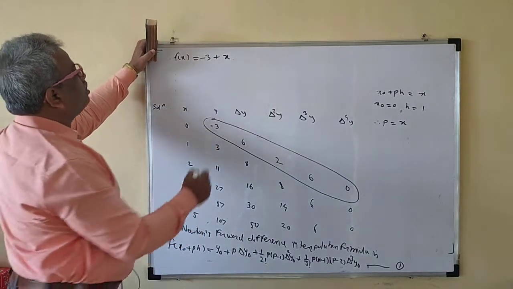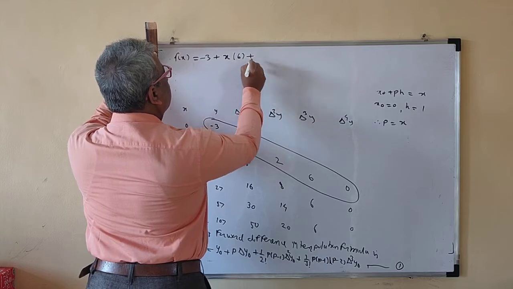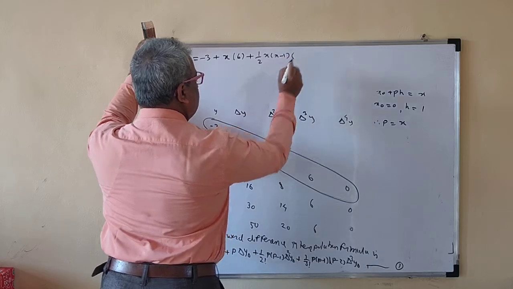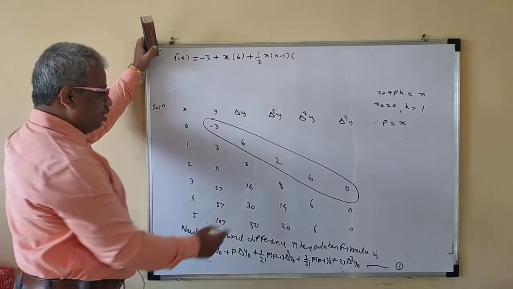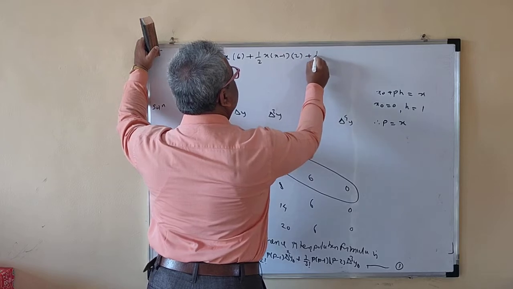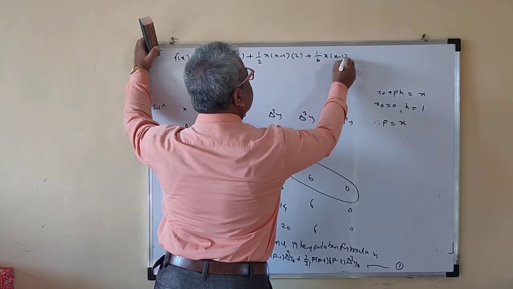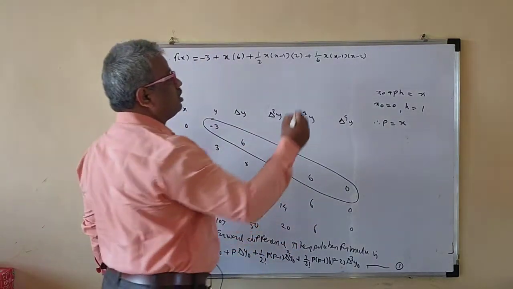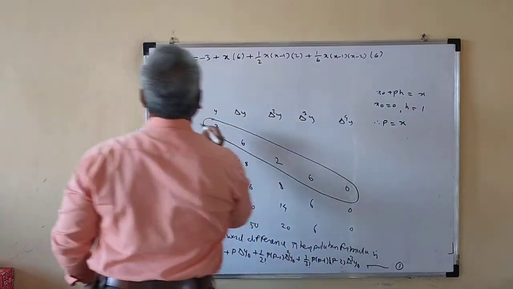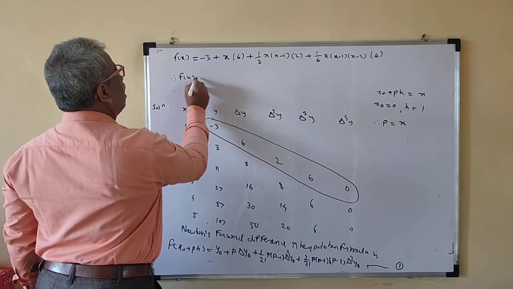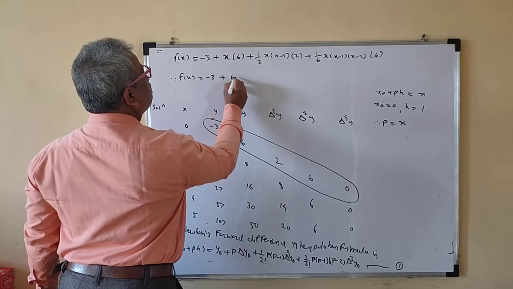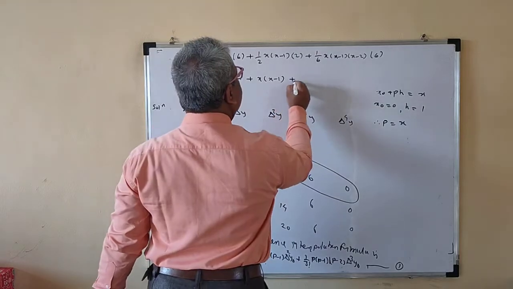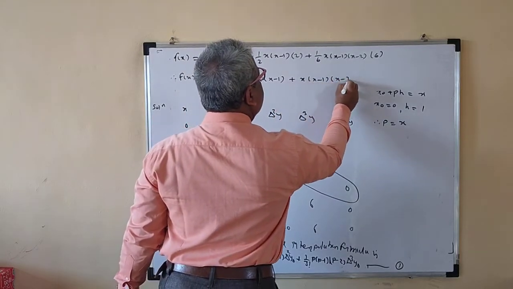Value of p is x. Del y naught is 6, plus 1/2 factorial into x minus 1. Now del square y naught is 2, so 1/6 x minus 1 x minus 2 into del cube y naught, which is 6. Okay. So therefore f of x is equal to -3 plus 6x plus x into x minus 1 plus x into x minus 1 x minus 2.